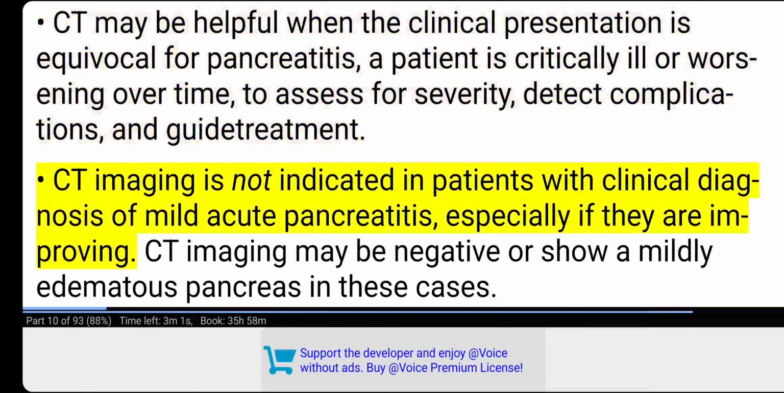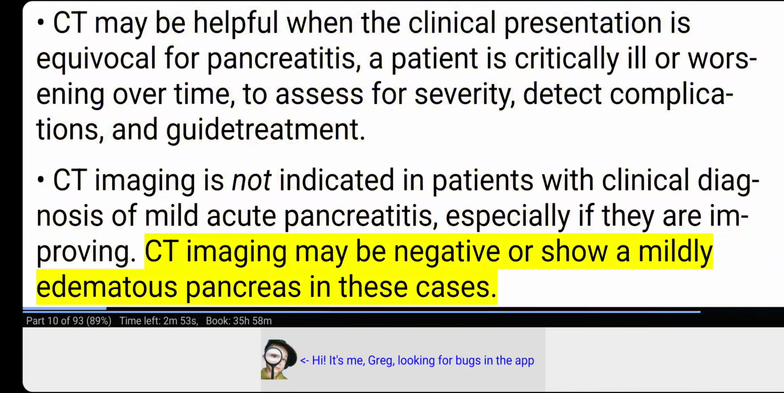CT imaging is not indicated in patients with clinical diagnosis of mild acute pancreatitis, especially if they are improving. CT imaging may be negative or show a mildly edematous pancreas in these cases.